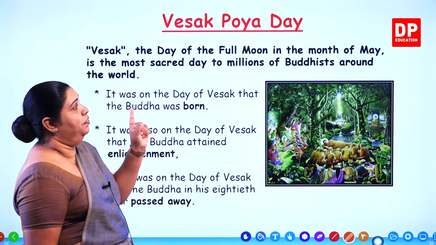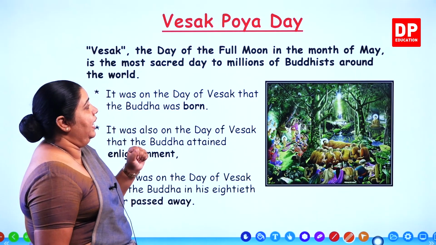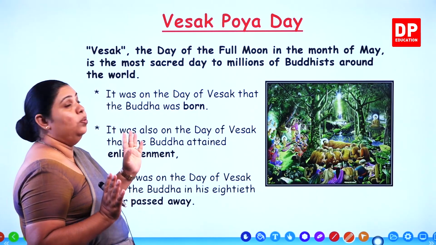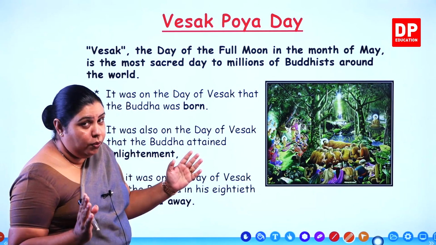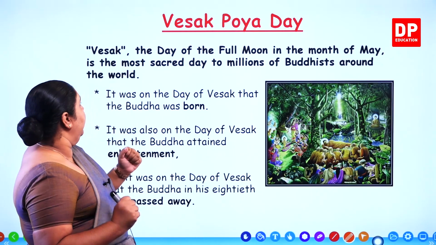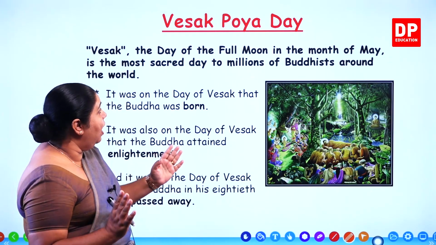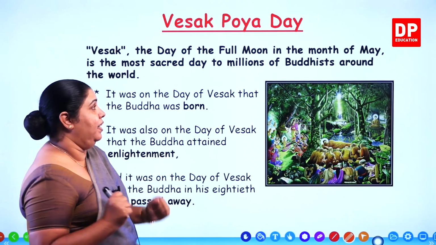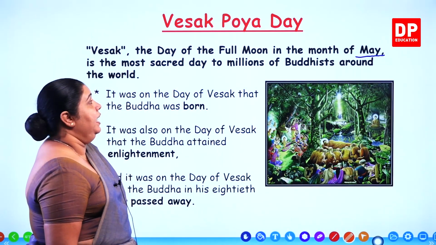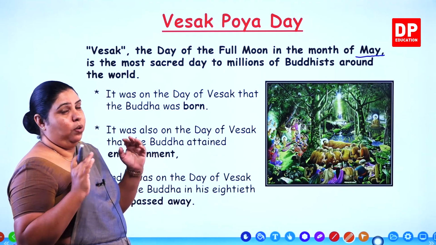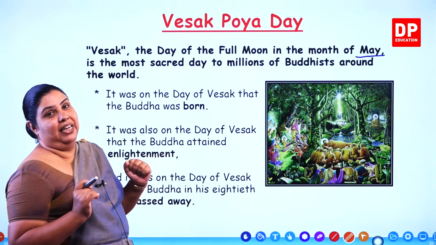Vesak, the day of the full moon in the month of May, is the most sacred day to millions of Buddhists around the world. Vesak, the day of the full moon, ඒ කියන්නේ වෙසක් පෝය දවස. May මාසේ එන වෙසක් උත්සවය, වෙසක් පෝය දවස. වෙසක් තියෙන්නේ මොන මාසෙද පුතේ? May මාසේ. Right? බෞද්ධයන්ට වැදගත් වෙන මේ වෙසක් උත්සවය අපි සමරන්නේ මැයි මාසෙට එන පෝය දවසට කියන එකයි කියන්නේ පුතේ.